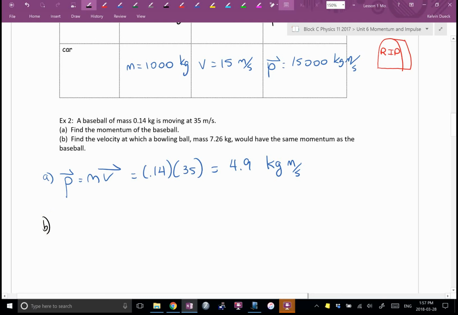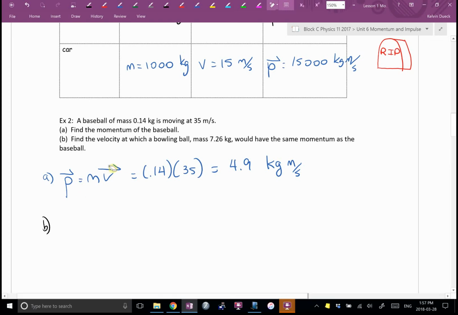David and I played catch with a bowling ball earlier. How fast would I need to throw the bowling ball so it has the same momentum as the baseball? David, what's this question asking me to find? Part B. So you ready? Hopefully now all my plans come to fruition.